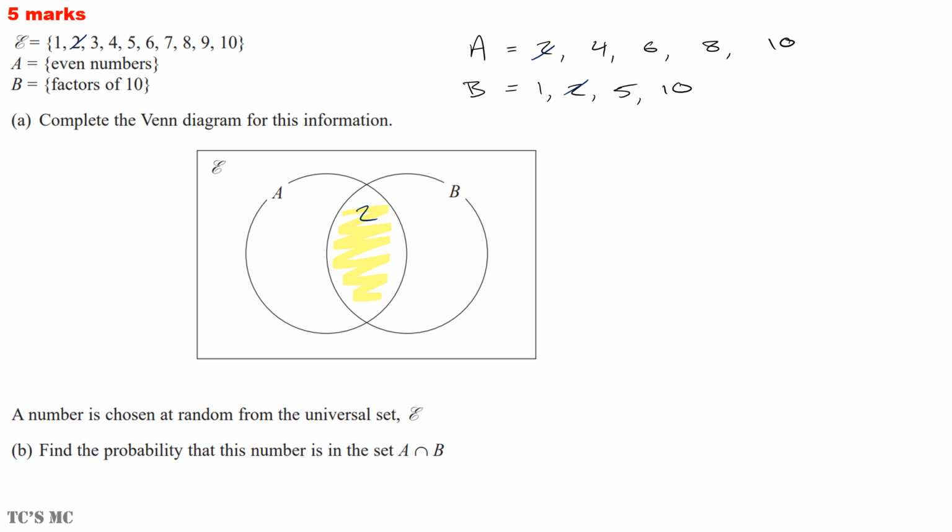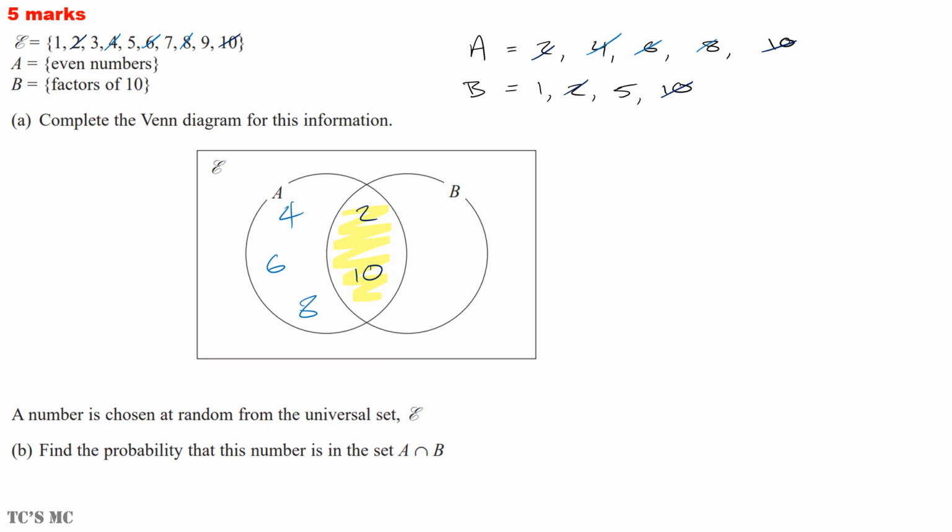10 is also in both of them, and now I'm going to cross that out from both lists and the universal set. Now I have 1 mark. I am now going to focus on set A. We have 4, 6, and 8. I'm going to cross it out from set A. I'm also going to cross it out from the universal set. Now I have a second mark.